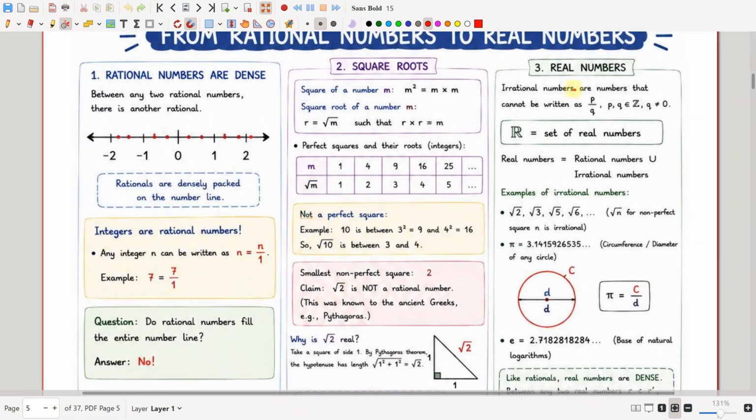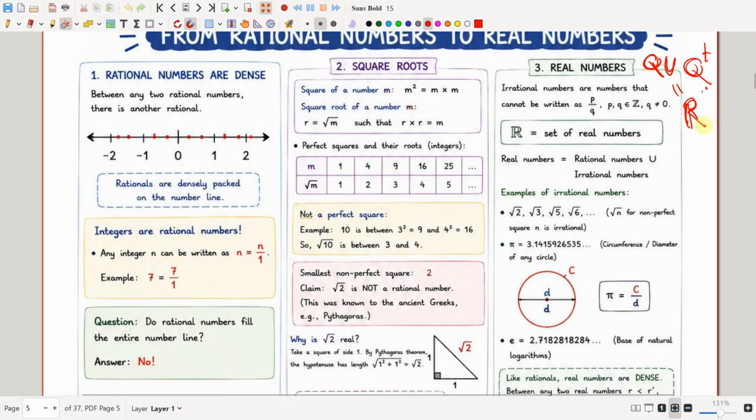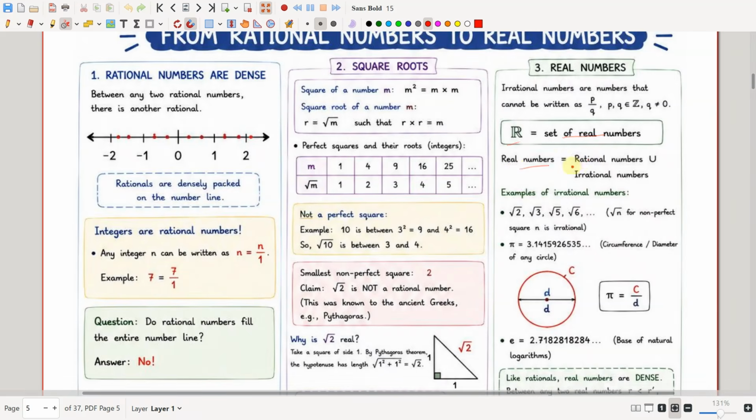Okay, and real numbers: irrational numbers are numbers that cannot be written in the p by q form. So the rational numbers union the irrational numbers. Rational numbers are denoted by Q and irrational numbers will be denoted by Q complement, or sometimes even Q naught. Okay, so the union of these two will give me the real number set, which is R. So R is the set of real numbers. So the real numbers are the union of rational numbers and irrational numbers. Examples for irrational numbers are root 2, root 3, root 5, root 6, and all like that.